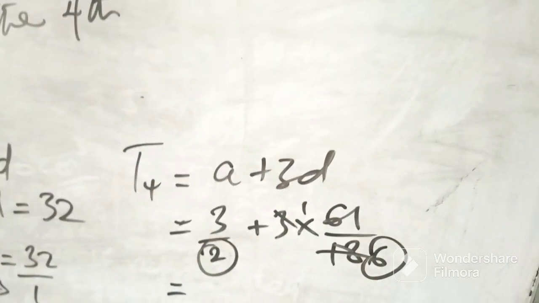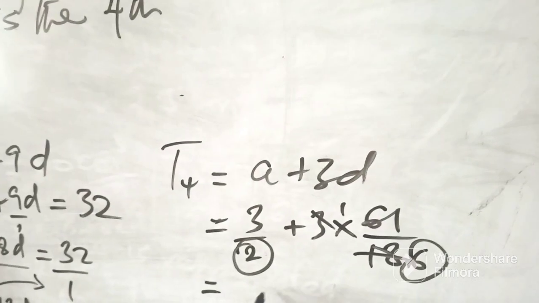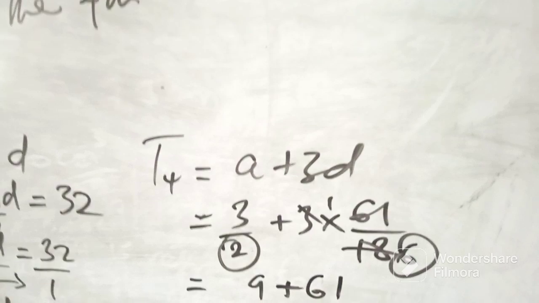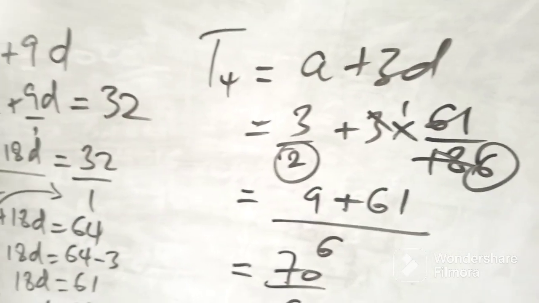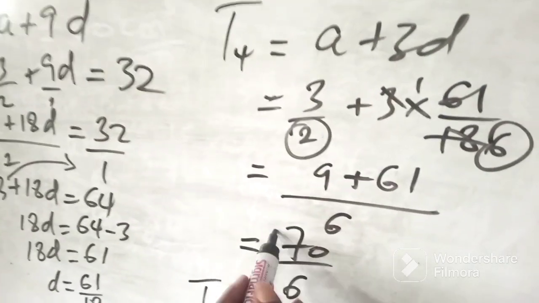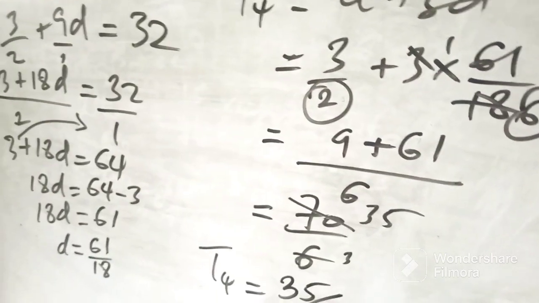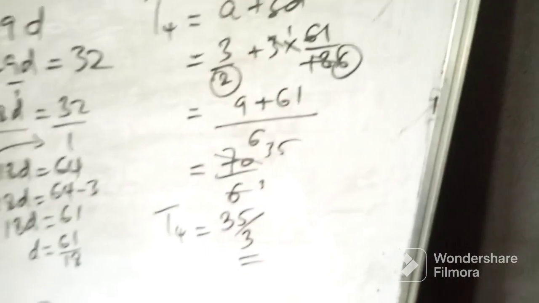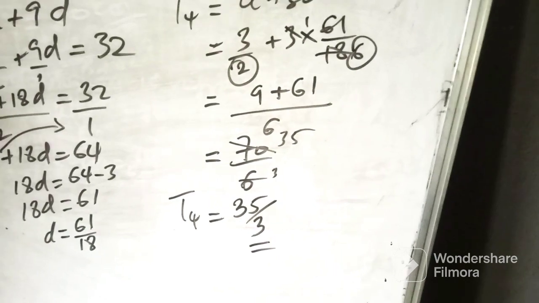Now if we find the LCM of these 2 and this 6, the LCM will be 6. 6 divided by 2 will give me 3, times 3 will give me 9, plus 6 divided by 6 will give me 1, times 61 will give me 61. So add it together, you are going to have 70 over 6. But that's not the final answer, because 2 can go in 70, 35, here 3. So the final answer is 35 over 3. We are leaving it like that because that's how we have it in the options, though you can still simplify it as a mixed number.